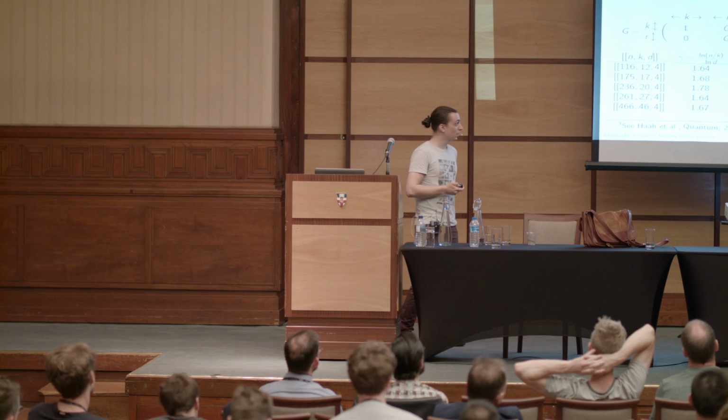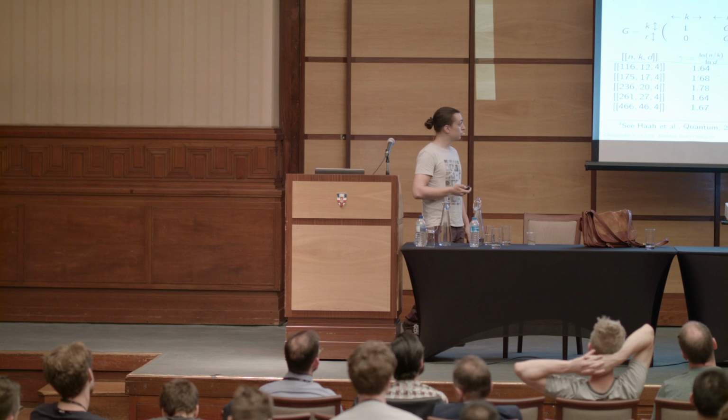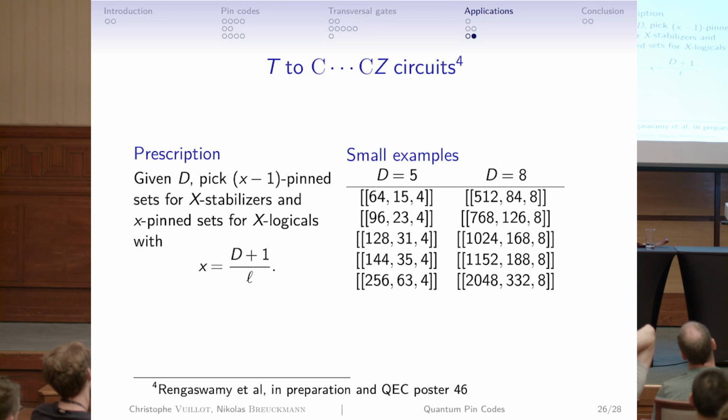Okay. And now, the last construction that you can do, which I was made aware of when I discussed with Rangaswamy from Duke. They have some nice work on transversal gates and phase gates. I encourage you to go talk with him or download his poster abstract, poster 46. In their work, they have a prescription on how to get codes with transversal phase gates using Reed-Muller codes that I can actually just plug into pin codes.